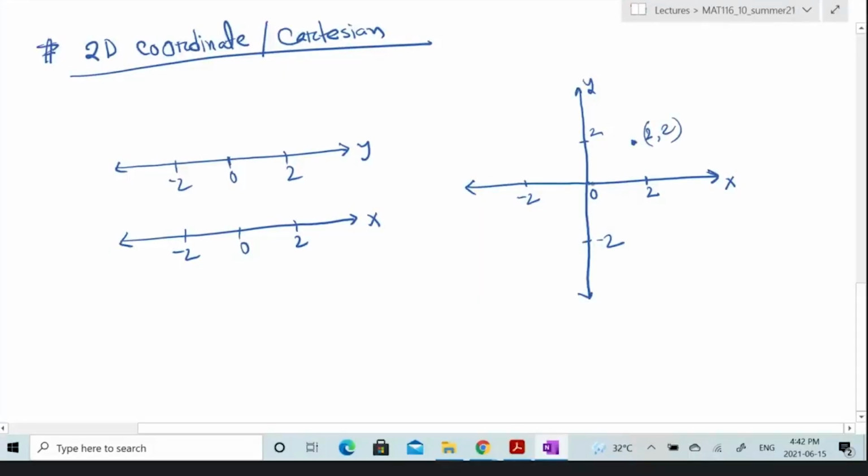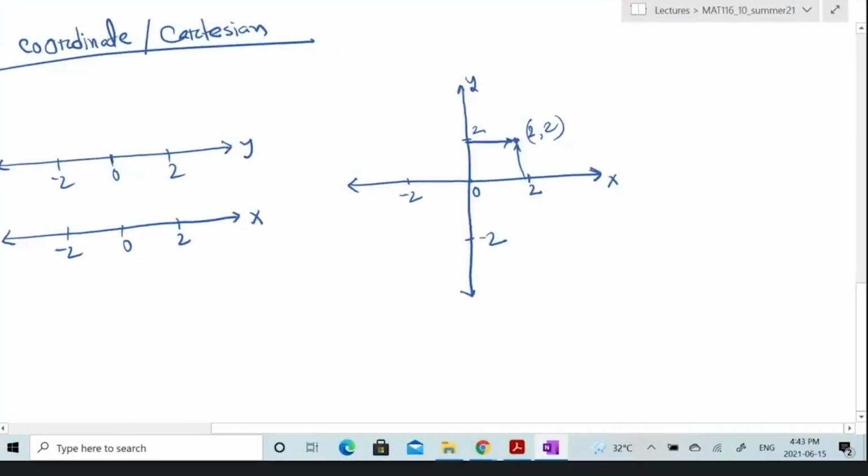That tells you that this point is 2 units far from the y-axis and 2 units far from the x-axis. So the point is 2 units away from the y-axis and already 2 units away from the x-axis.